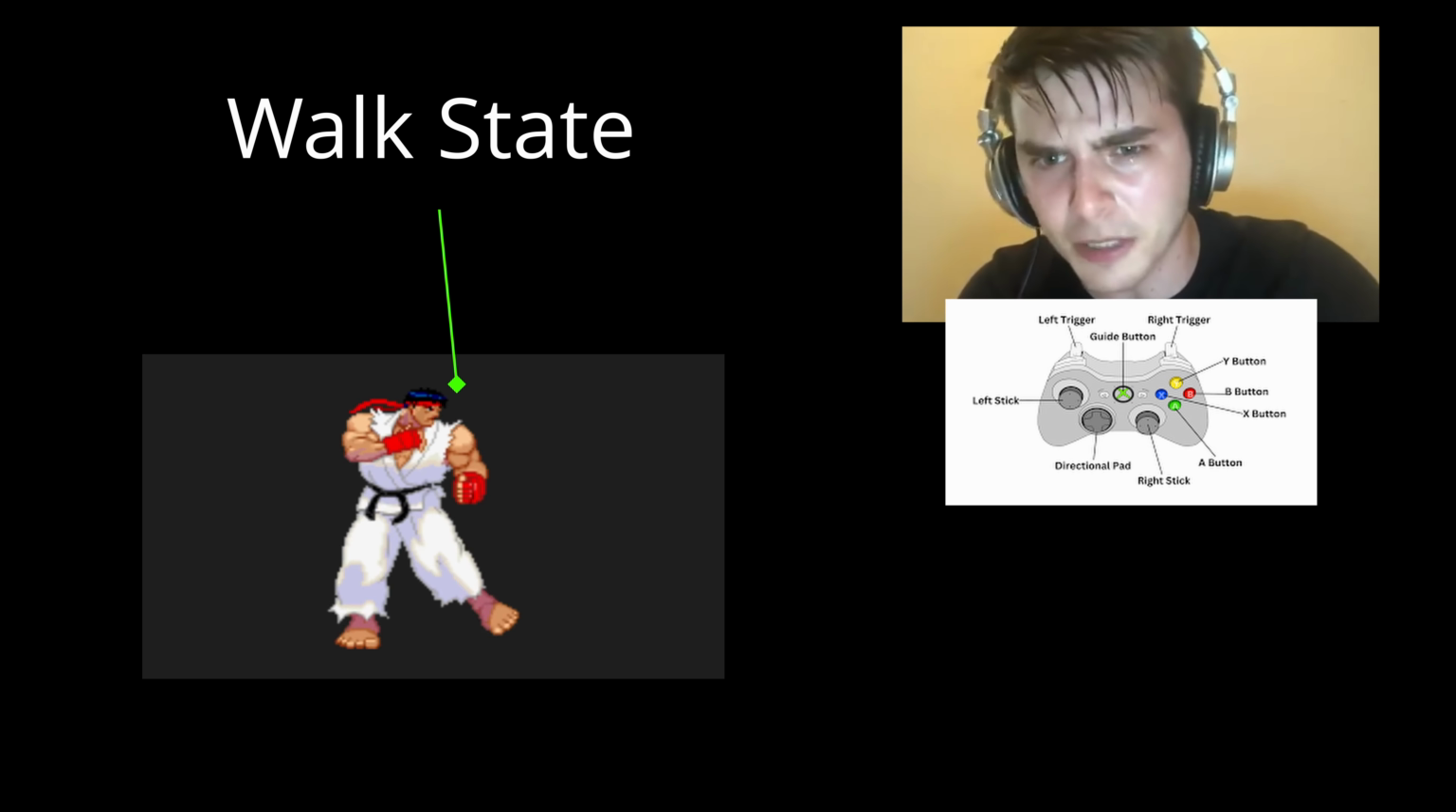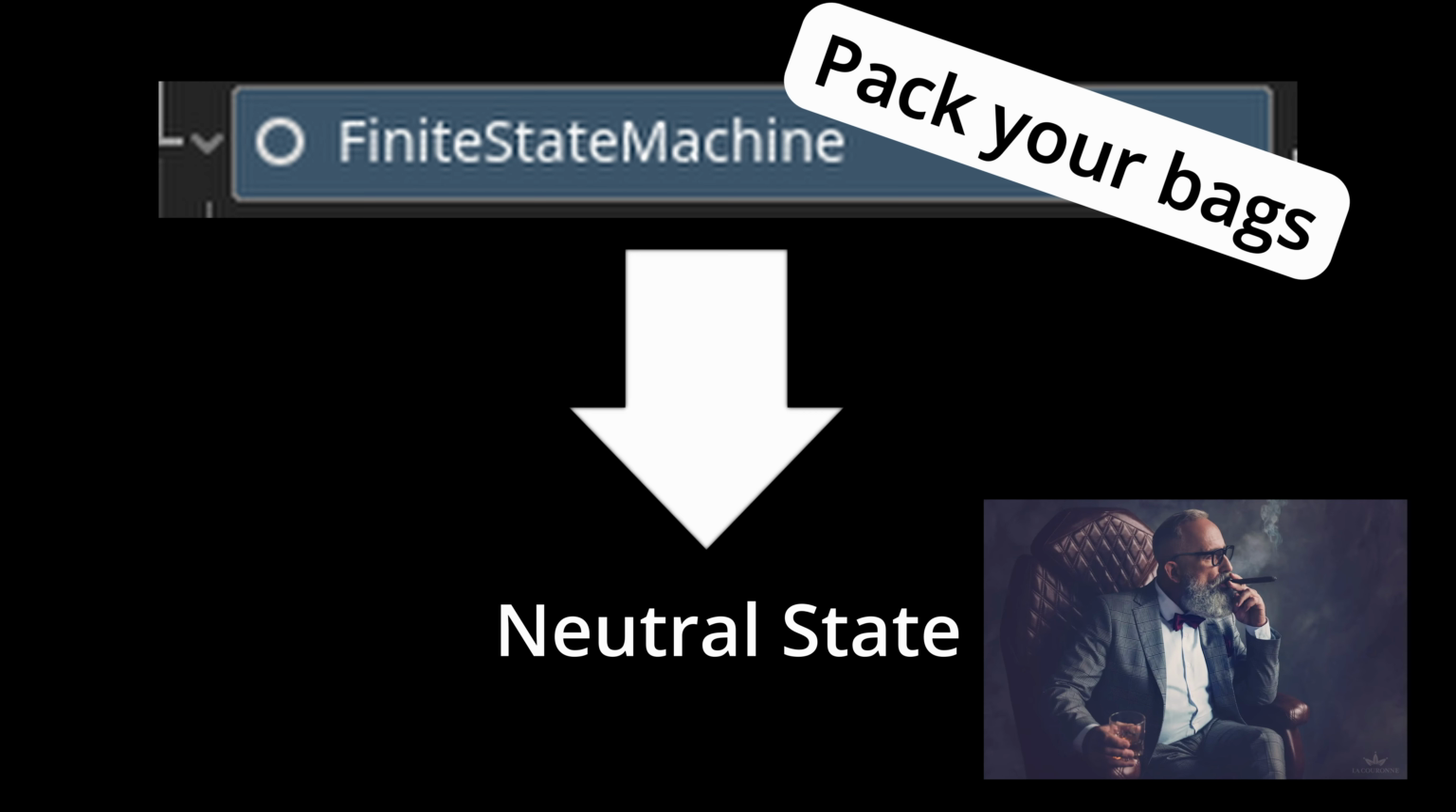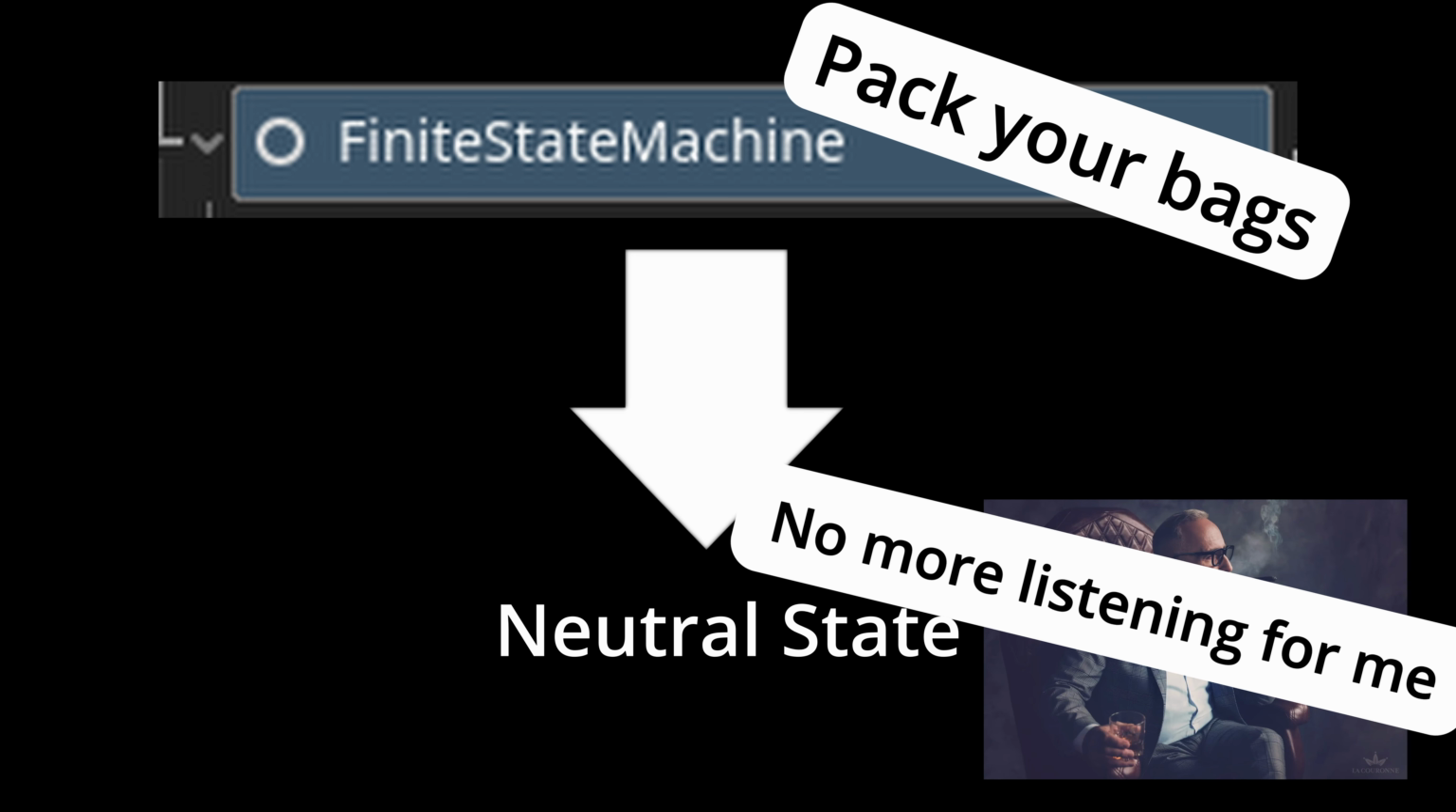So the next step, logically, is exiting the state. The neutral state is being exited to go into the walking state. So the finite state machine says, hey, neutral state, I'm exiting you. Please do what you need to do upon exit.